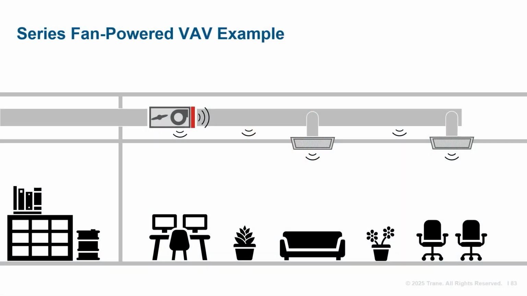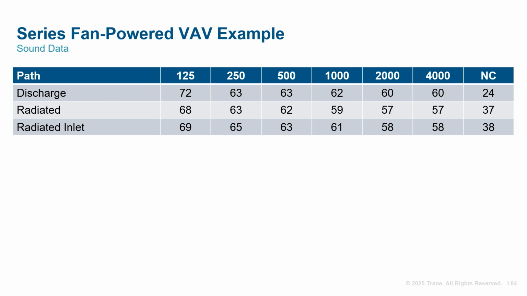Here, we have a 1000 CFM series fan-powered VAV terminal installed above a space. Conditioned air from an air handler or rooftop is delivered to the VAV box. The terminal fan continuously operates to provide conditioned air to the served spaces. This is intentionally a very challenging application due to the presence of the terminal fan. Here's the sound power and NC data from the selection program.